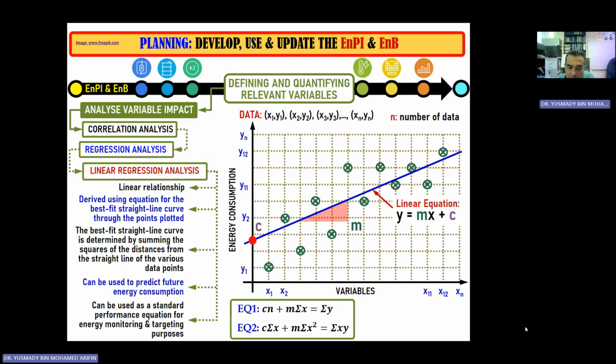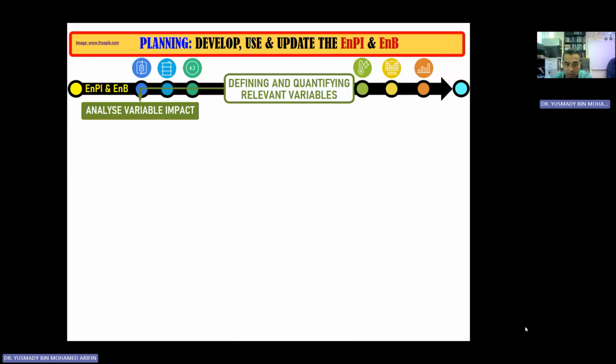So we need to solve these two equations in order to obtain the value of m and also the value of c. When we calculate the value of m and also c, we will get the complete linear equation that describes the behavior of the data points on the graph. So we can use this equation to estimate the energy consumption for future energy usage.